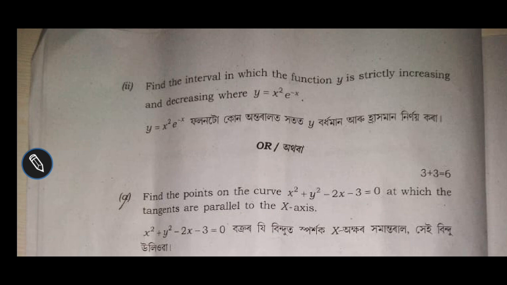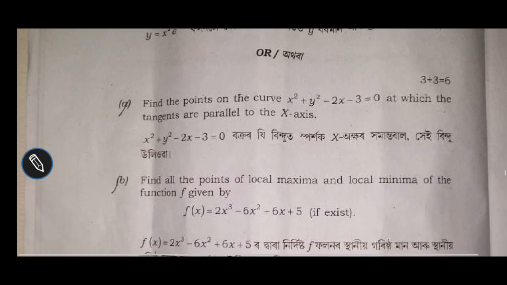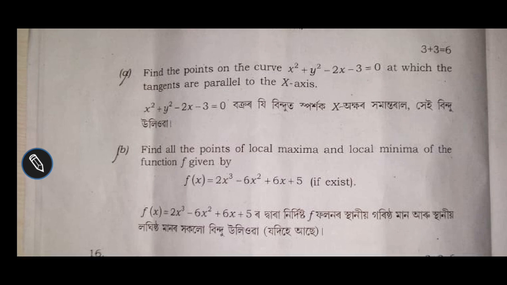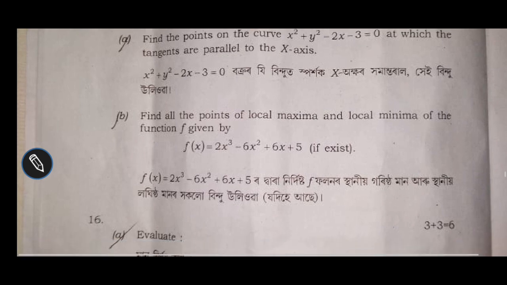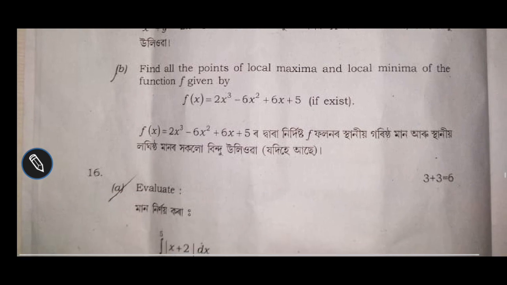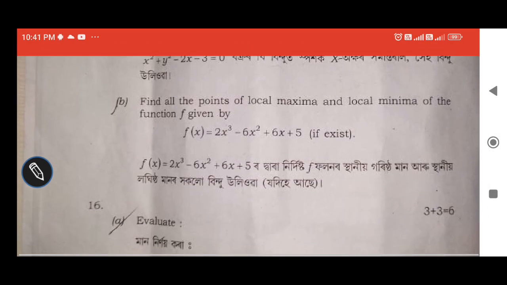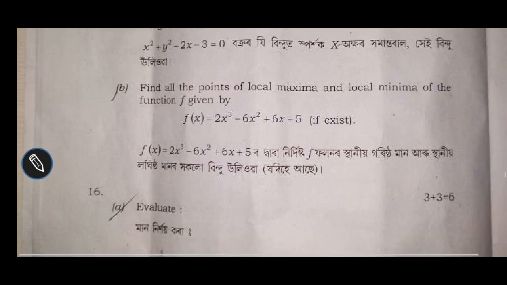In these questions, you have to find the interval in which the function is strictly increasing or decreasing. Then the points on the curve where the tangent is parallel to the x-axis. You know that if it is parallel to the x-axis, then dy by dx is equal to 0. So easily you can find the points, local maxima or local minima. You may use the first derivative test or the second derivative test.